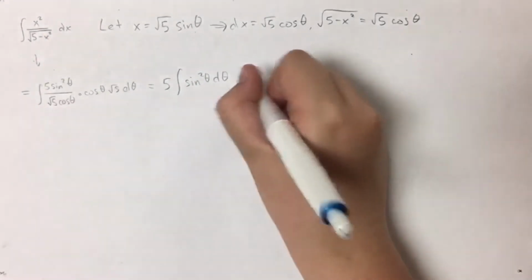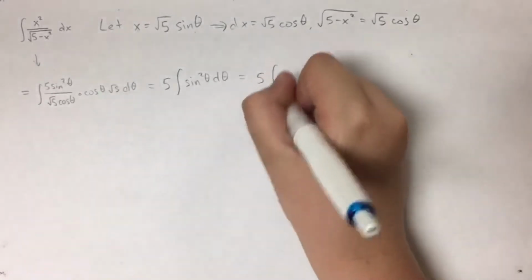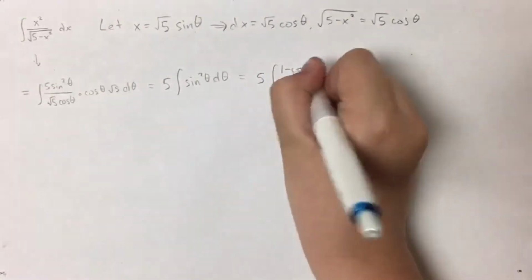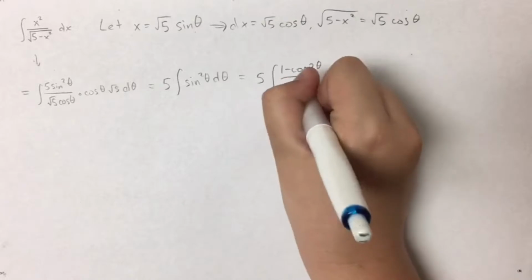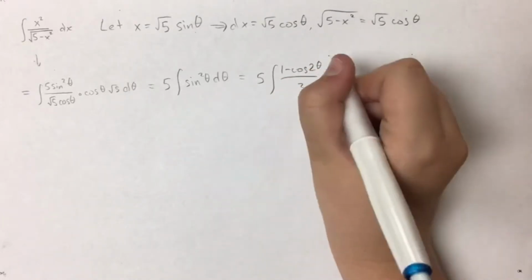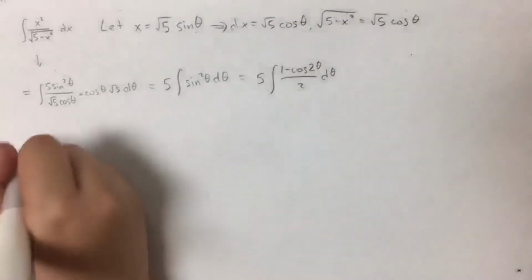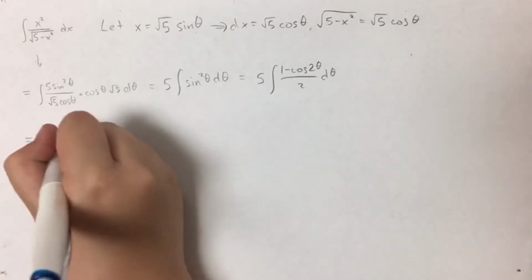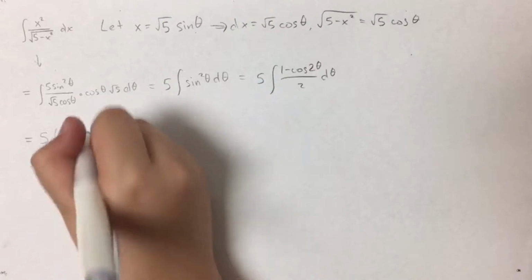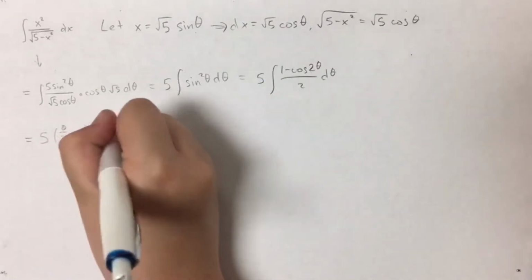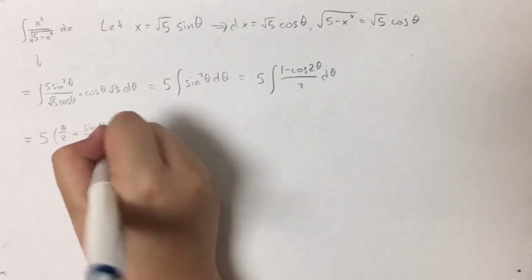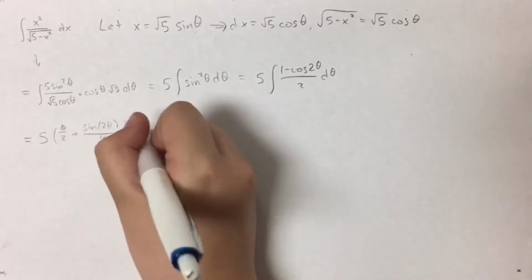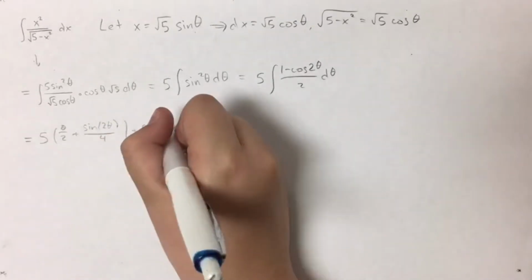We can now change the sine squared into 1 minus cosine 2 theta all over 2. This allows us to integrate. Solving, this equals 5 times half of theta plus 1/4 of sine 2 theta plus c.